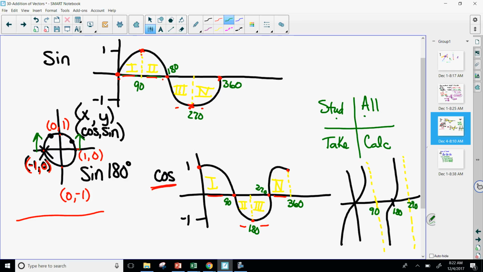But you look at your quadrants. In the first quadrant, what do you know about tangent? It's positive. In the second quadrant, what do you know about it? It's negative. All students take calculus. It's negative here. In the third quadrant, which is from 180 to 270, what is it? Positive. Well, that's what it is in your graph here. And then, of course, if I were to repeat that curve over here, it would drop down right there. So in the fourth quadrant, it is negative.